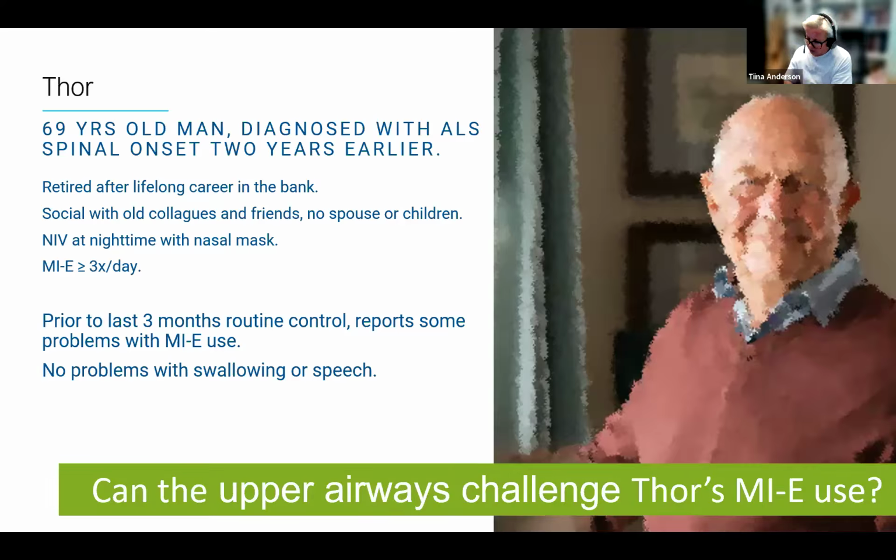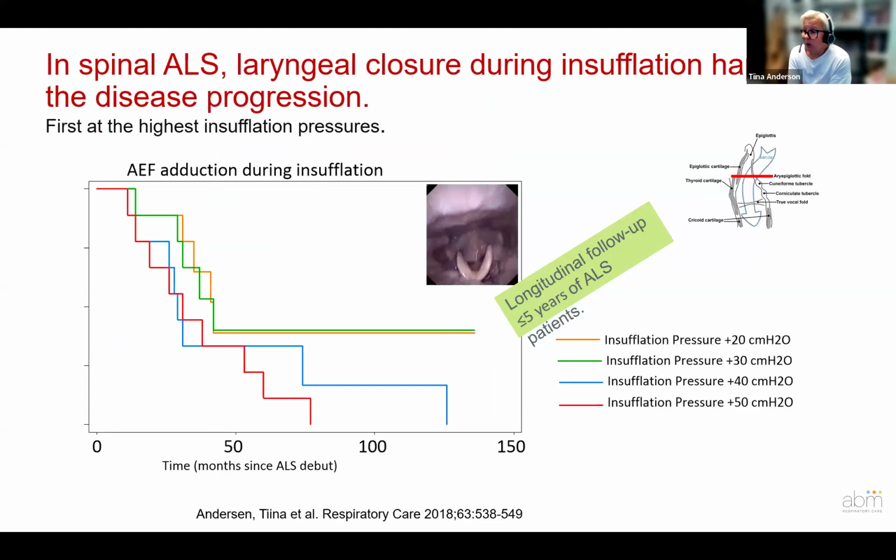And we are wondering, can the upper airways challenge also affect Thor's MIE use? He has spinal ALS. Okay, so we have also performed a study where we followed up our ALS cohort up to 5 years with these examinations. We had patients who had spinal onset, and we saw how their laryngeal responses evolved in disease progression.